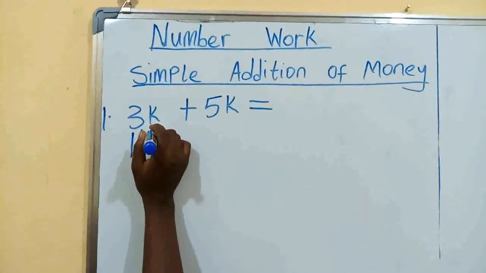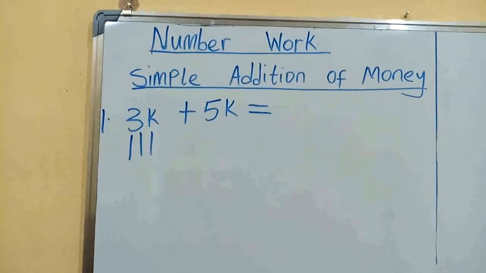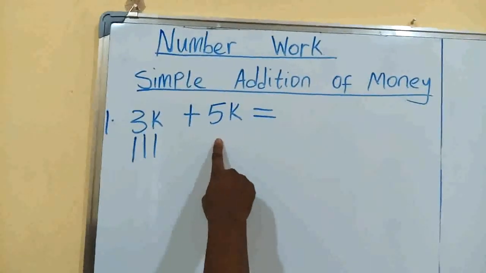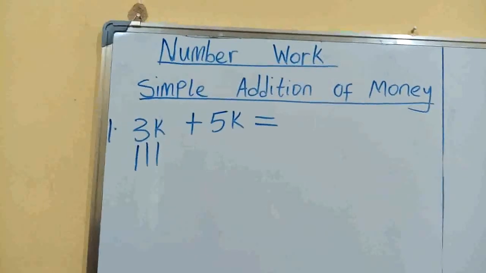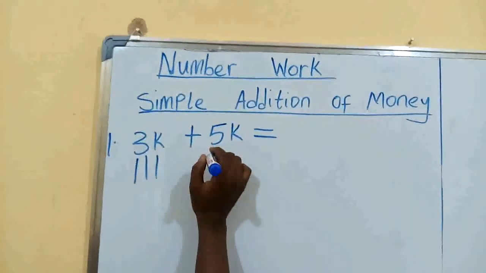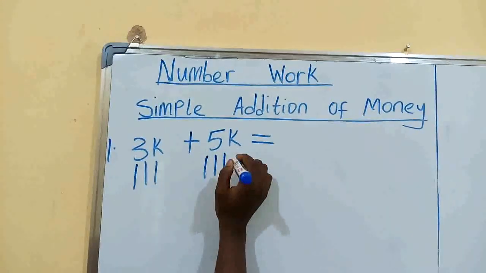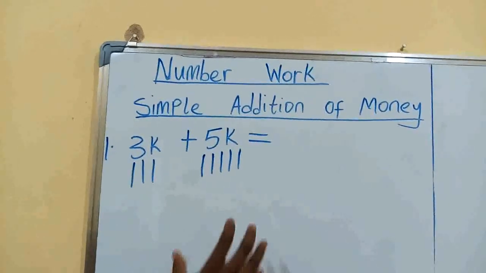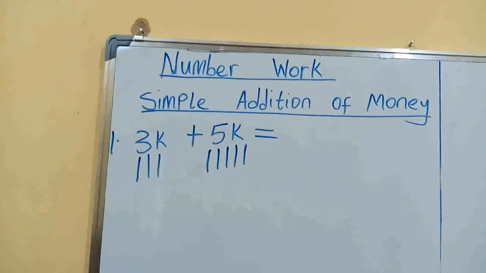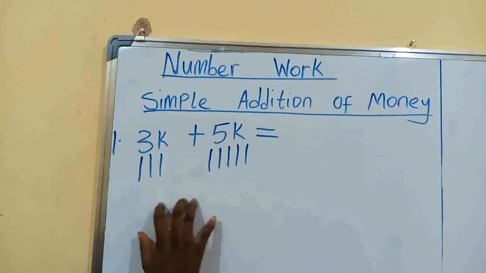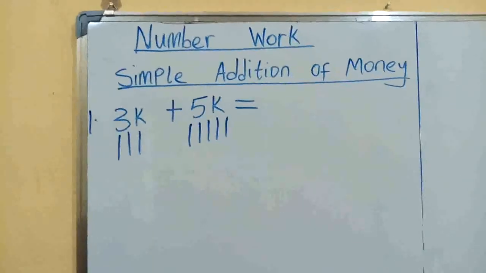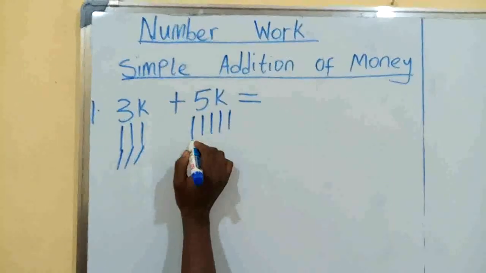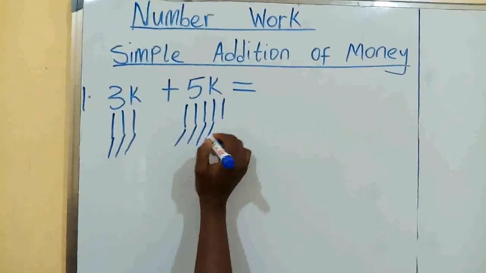1, 2, 3. After counting 3, this is the addition sign. We also count 5. Let's count 5 together. Are we ready? 1, 2, 3, 4, 5. So now after counting 5, what will we do? We join the strokes together. Okay, now let's join the strokes together and count. 1, 2, 3, 4, 5, 6, 7, 8.